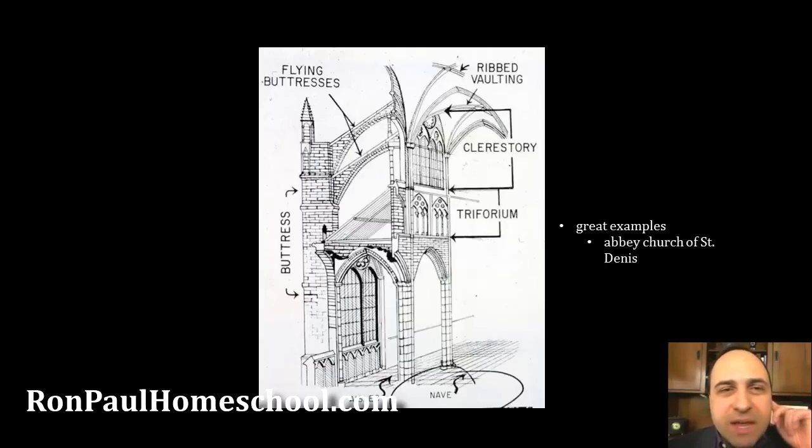Now, there are great examples of Gothic cathedrals that we'll look at. The first that we'll see on the upcoming slides is the Abbey Church of Saint-Denis, which I referred to briefly in the past, or before. Here's the outside of it. Here's the inside. We can see quite a bit of light flowing in.